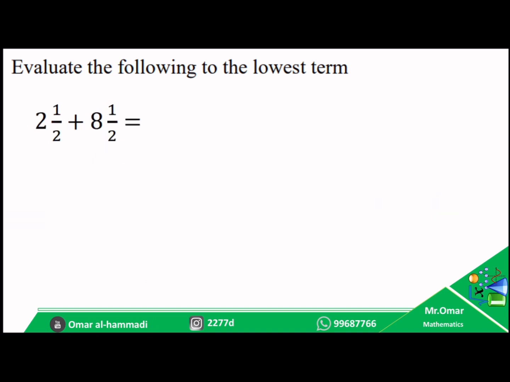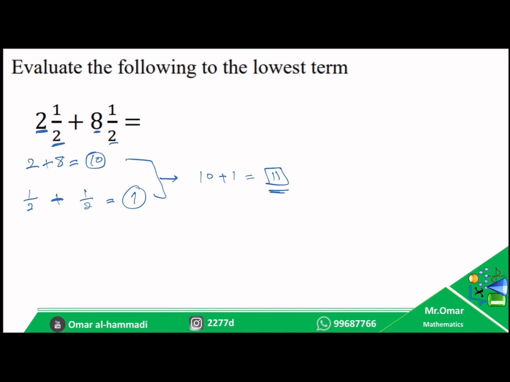This is also another example. Here, first of all, we have to add 2 plus 8. So 2 plus 8 will give us 10. And now we have to add the fractions, 1 over 2 and 1 over 2. Half plus half will give us just 1. So now we have to add them together. 10 plus 1 will give us 11. So here the result is easy, it will give us only 11.